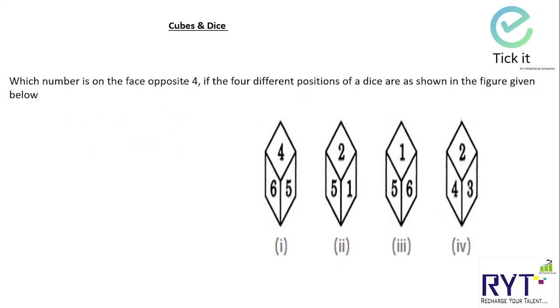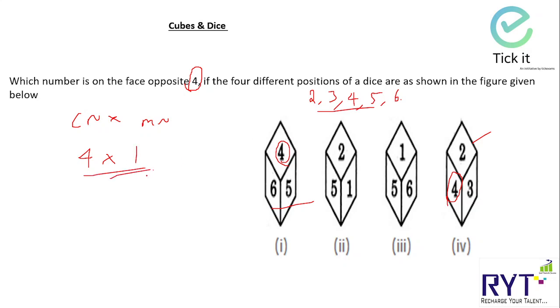Now in this question, we have to find out which is opposite to 4. Again, same rule: common number opposite to missing number. Is 4 available here? Yes. Is 4 available here also? Yes. So 4 is common in these figures. Which is missing? We have 2, 3 from this diagram, and from this diagram we have 5, 6. Between them 4 is common. 2, 3, 5, 6 are there. Which is missing? 1 is missing. So 4 is opposite to 1. The answer is 1.